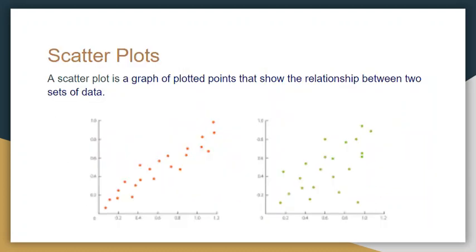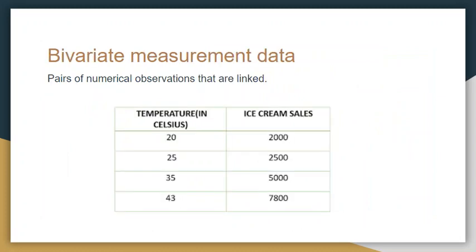A scatter plot is a graph created by plotting points from given or observed data and shows a relationship between two sets of data. The graphs are what scatter plots should look like. Bivariate measurement data consists of a pair of numerical observations that are linked. For example, this chart shows the temperature outside and ice cream sales. We can see that the data is linked because as the temperature increases, we see an increase in ice cream sales.